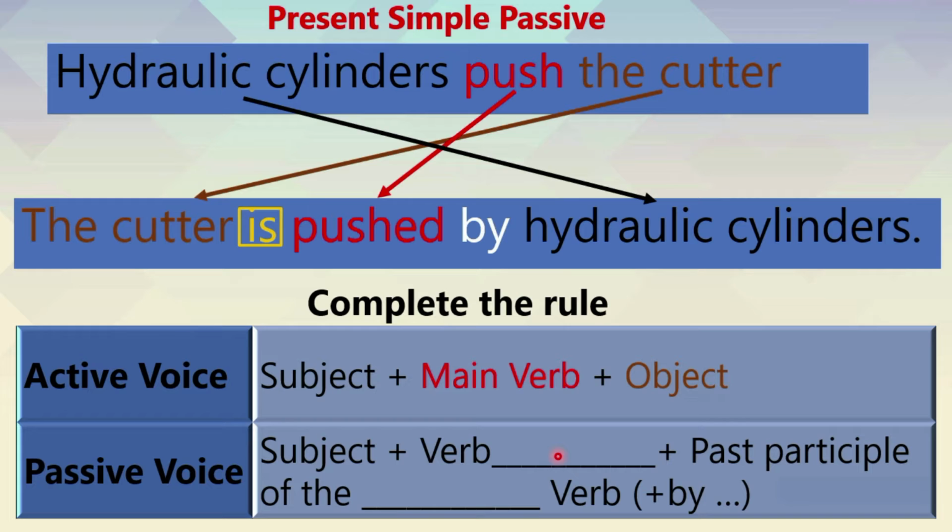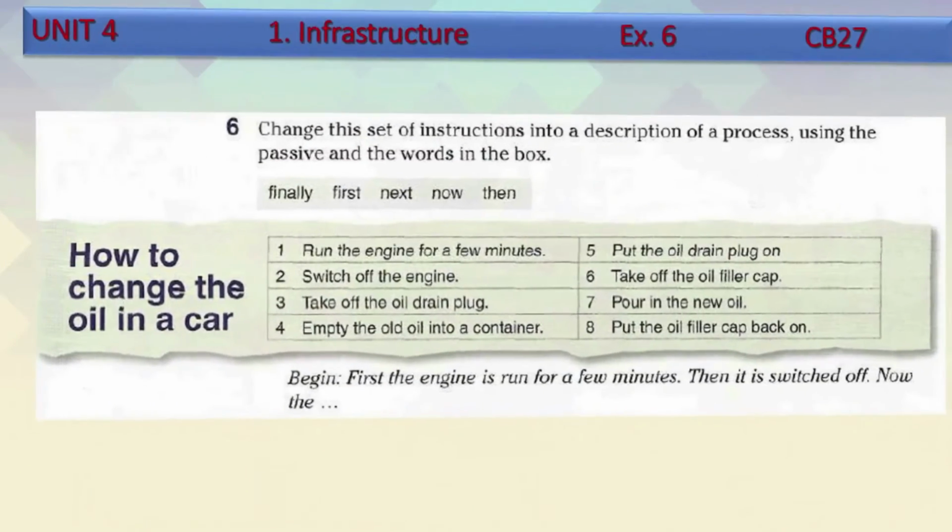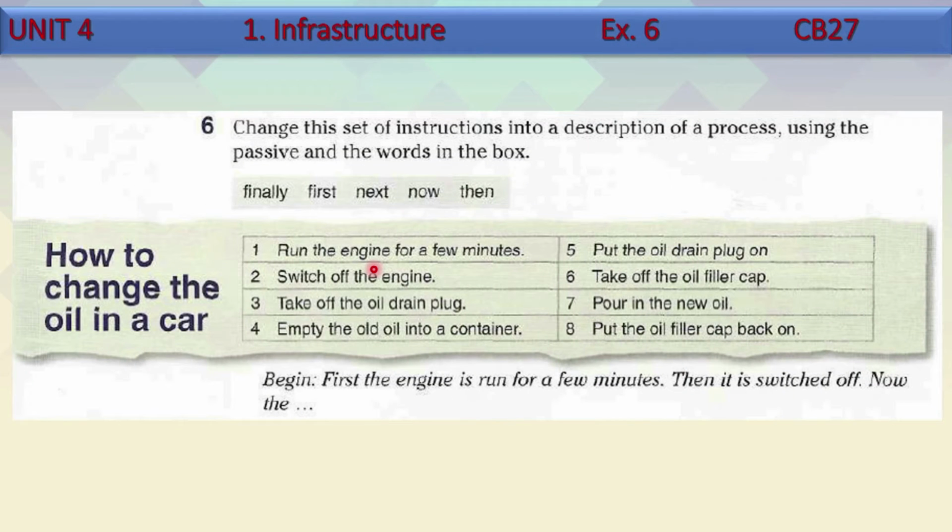Good. Let's check the answer. This is verb to be, and we are talking about the present simple. So the verb to be here will be am, is, and are, and past participle of the main verb like we have here. Great. Now open your course books to page 27.